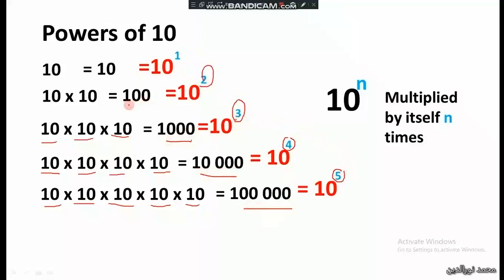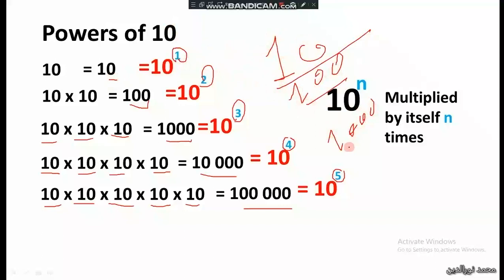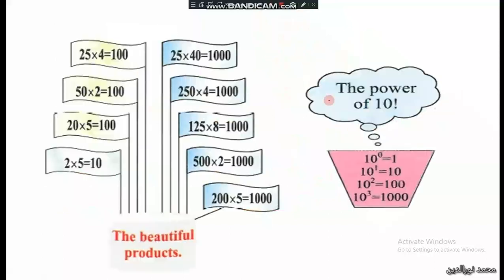Power 2 means 2 zeros, power 1 means 1 zero. So the powers of 10 means that it has 1 zero, or 2 zeros, or 3 zeros. So these are the powers of 10: 10, 100, 1000, 10,000. Okay, or we could say also 1. 1 could also be considered a power of 10.